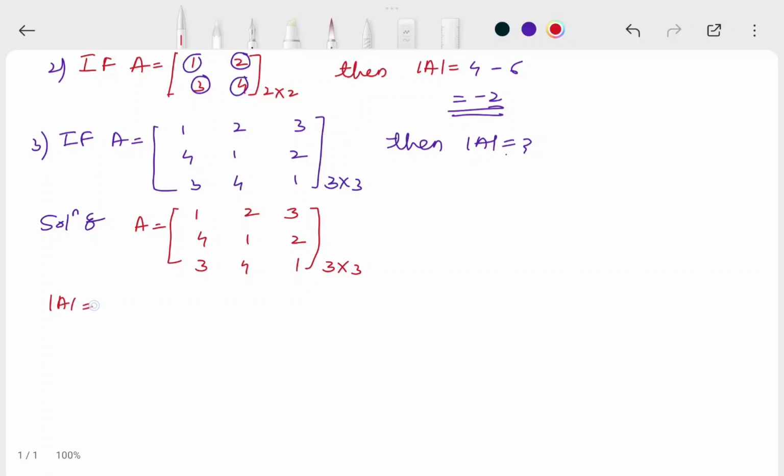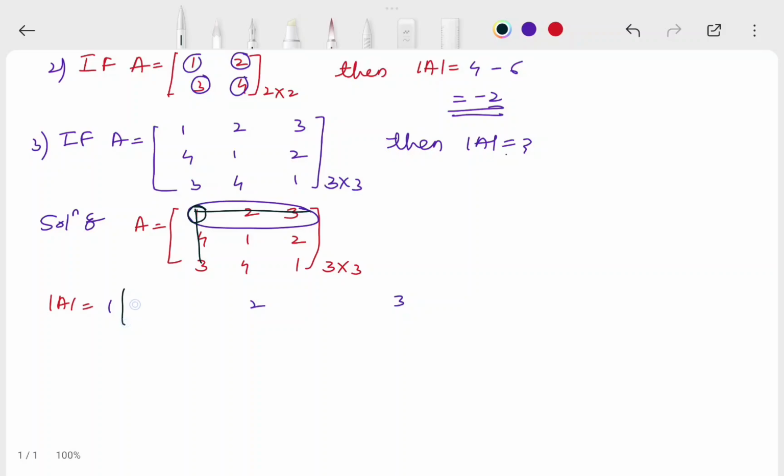The determinant of A is, start with the top row. This is our top row. Start with the top row, pick each number in that row one at a time. So, 1, 2, 3. For each number, cover its row and column. What is left is a 2 cross 2 matrix. So, the first element of the top row is 1. I will pick 1 and cover its row and column.